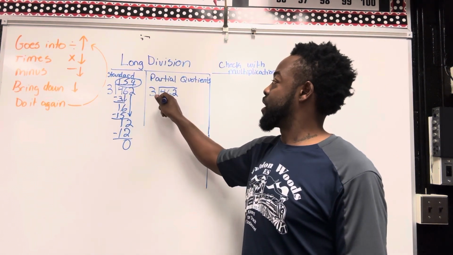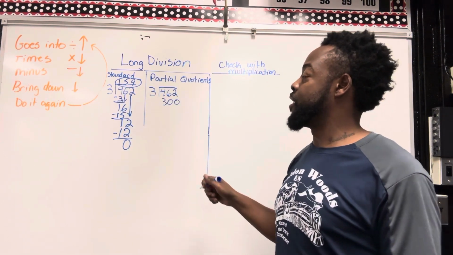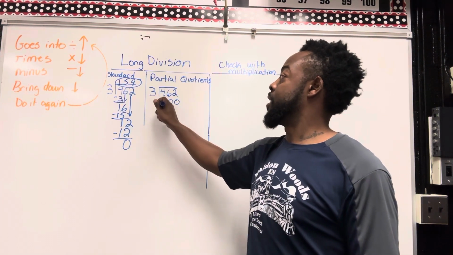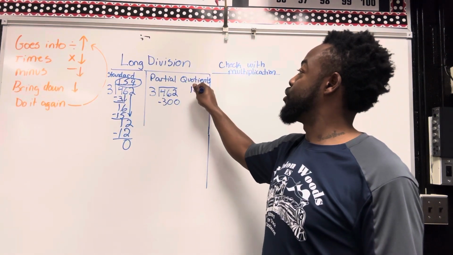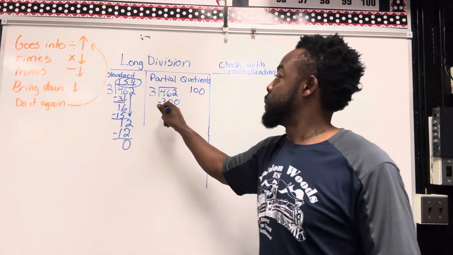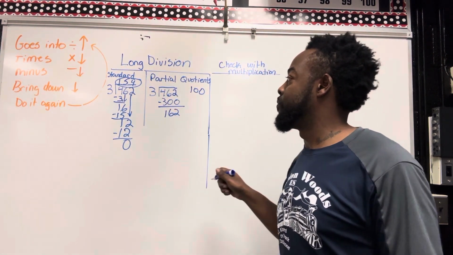So the number in the hundreds that I can use is 300. All right, since we're starting in the hundreds, I'm gonna go in the hundreds. I'm gonna take 300 away. 3 goes into 300, 100 times. This is my first partial quotient. Let's take this away. We're down to 162.